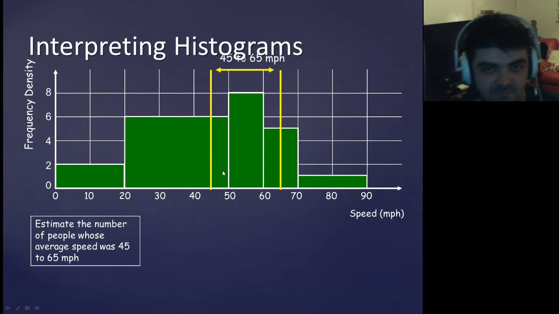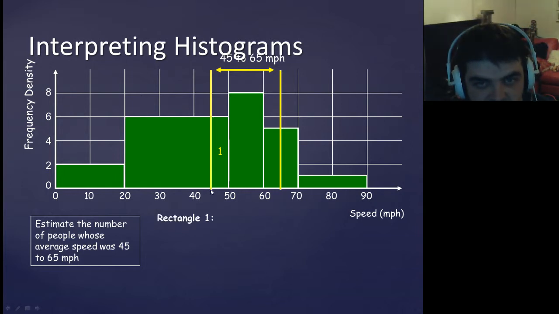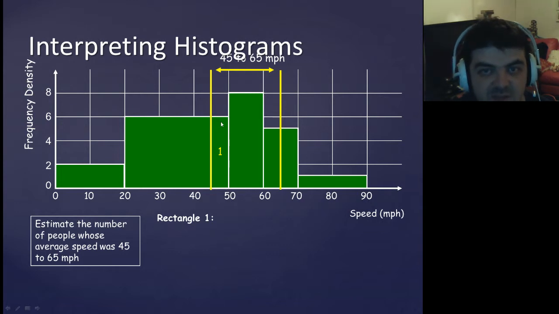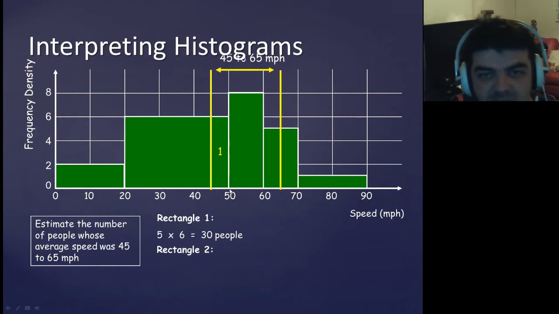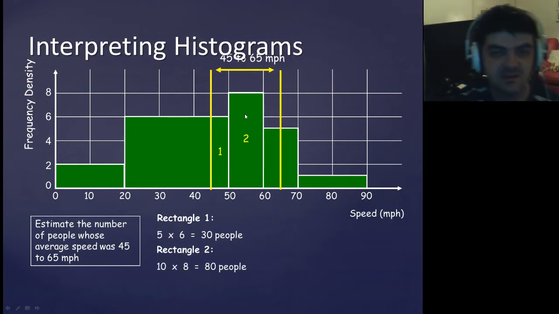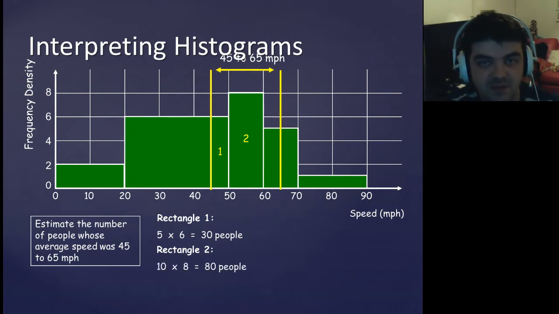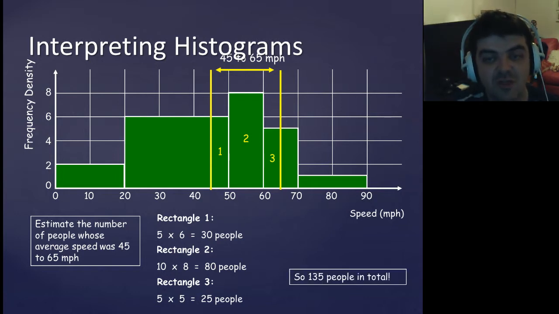The first one, rectangle 1. The width of it is going to be 5 because we're going from 45 to 50, and it's 5 times 6, so that's going to be 30. Next one is a width of 10, between 50 and 60, and a height of 8, so 10 by 8 is 80. And finally, rectangle 3, we've got a width of 5 and a frequency density of 5, so 5 times 5 is 25. If I add those all together, I'm going to get 135 people in total.